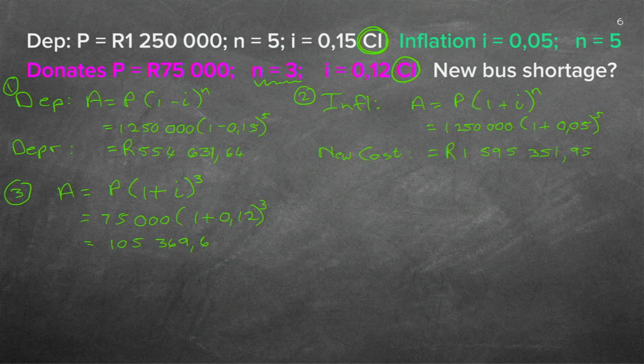Can we ever just say comma 6 if it's Rand and cent? No, they're going to deduct marks. So you need to put the 0 there because Rand and cent consist of the two figures for the cent. So this is now your investment.